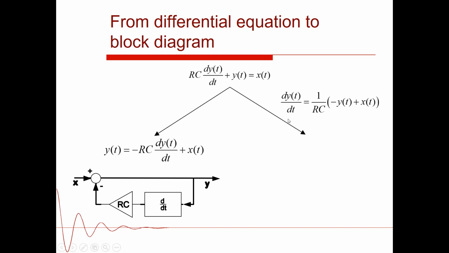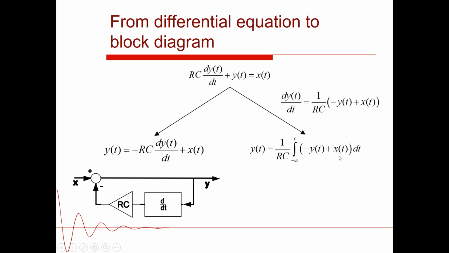And when we want to calculate y again, we have to integrate this derivative, because integrating and differentiating are more or less inverse mathematical operations. So we get the integral of 1 over rc times minus y plus x. And because rc are constants, we can put that in front of the integration. So we can say y equals 1 over rc times the integral of minus y plus x. Now let's generate a block diagram out of this expression.